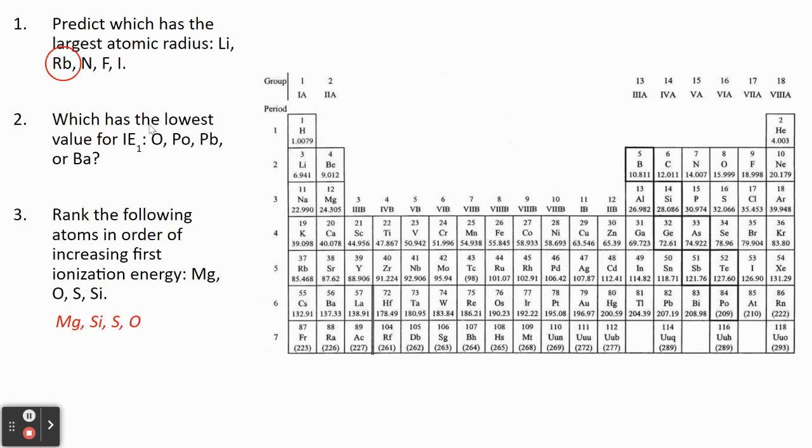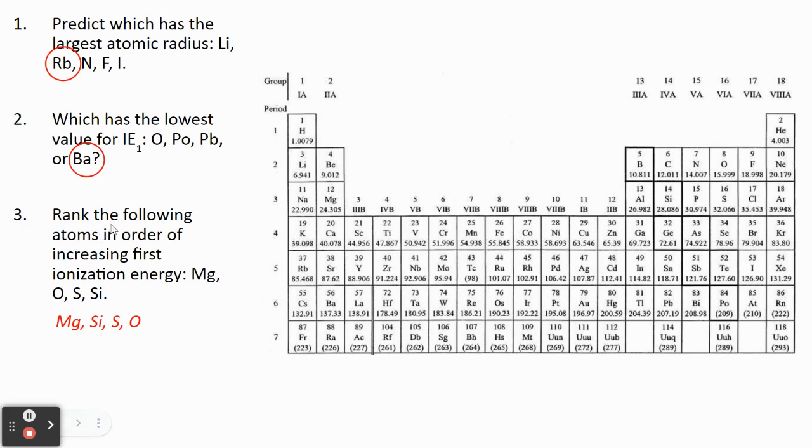Then, which has the lowest first ionization energy? And the first ionization energy is going to be decreasing as we go towards the left and decreasing as we go towards the bottom. So if we want the lowest one, we want the one farthest to the left and farthest to the bottom. And that would be barium.